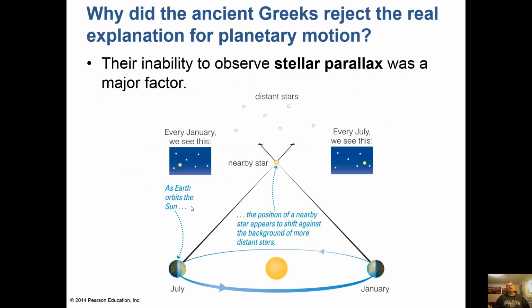Now, why did the ancient Greeks reject the real explanation for planetary motion? It was their inability to observe stellar parallax. Parallax is an apparent shift in position.